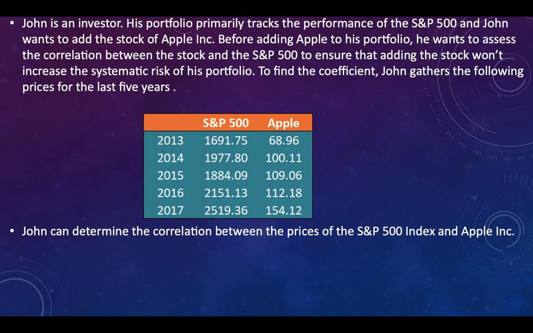So how do we get the systematic risk of a portfolio? To find that, we need to find the correlation coefficient. So John gathered the following prices of the last 5 years. He took the different prices for the S&P 500 and Apple. Here are the multiple prices you can see on the screen. So John can determine the correlation of the price of the S&P 500 index and Apple Inc. So let's start the problem.